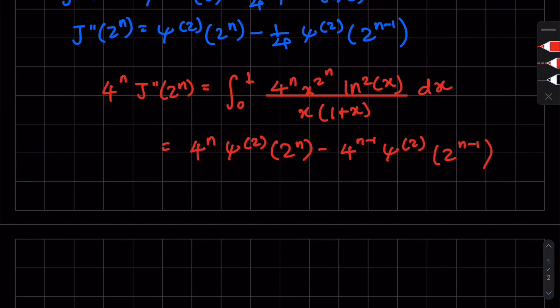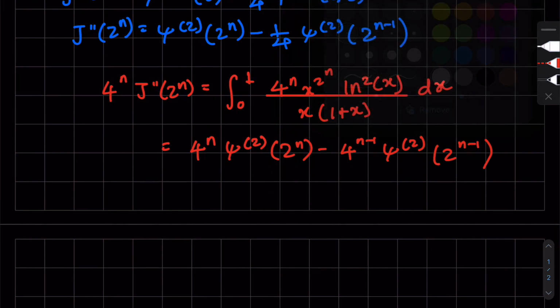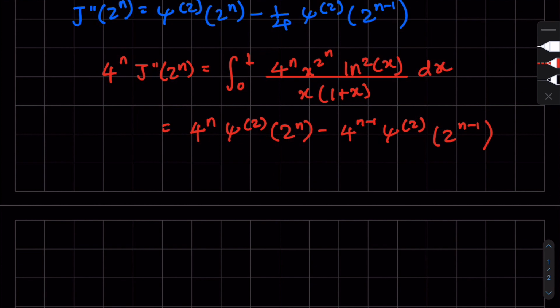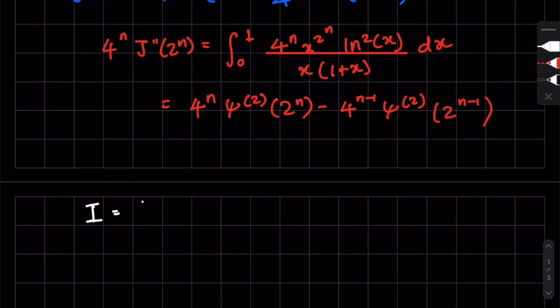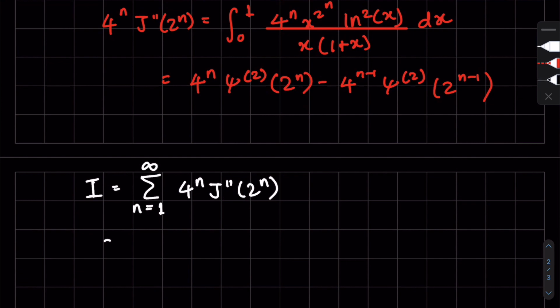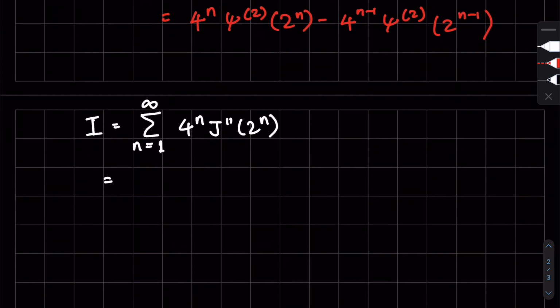So I happens to be, and I'm reverting back to the original white color that we started with, I just happens to be the sum from n equals 1 to infinity of 4 to the n j double prime of 2 to the n. We know the result of that. It's the sum from n equals 1 to infinity. Maybe like a little bigger or more magnanimous.